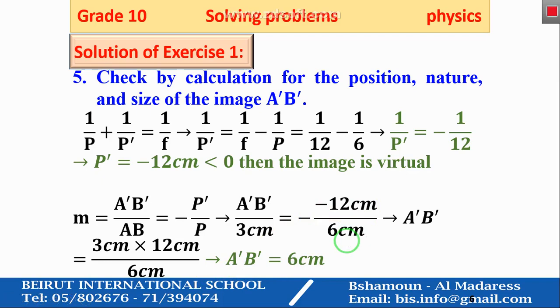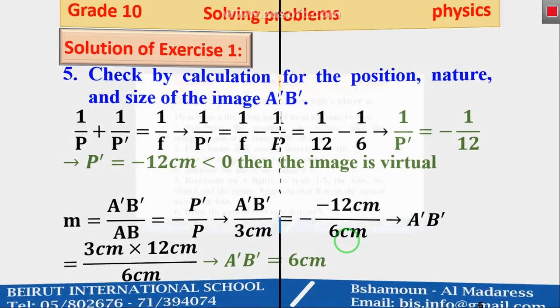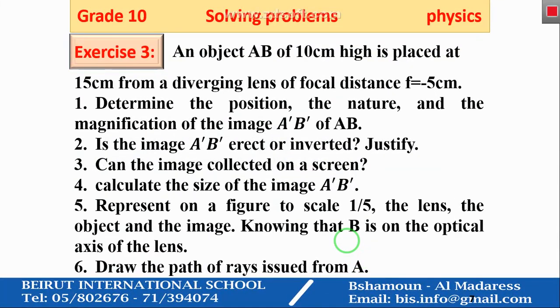So our calculations are verified. In the second exercise, an object AB of 10 cm height is placed at 15 cm from a diverging lens of focal length -5. As we know, for any diverging lens, the focal length is negative. So the focal length is -5.